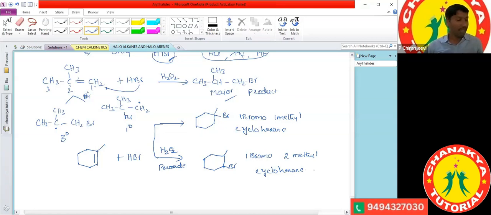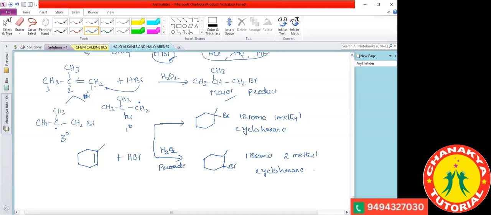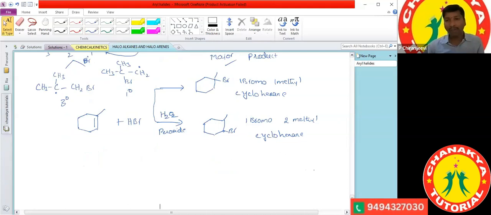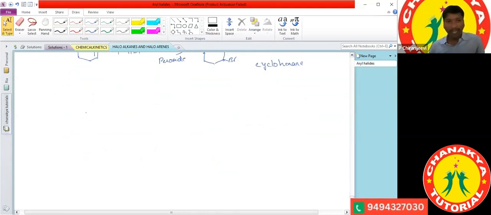So we can prepare alkyl halides from alcohols also. Clear until here? If you have any doubt, you are not having any doubt now? No doubt, sir. Then I'll go for the next step. So these three methods are very, very important from the exam point of view. Now I'm going to the next method here.